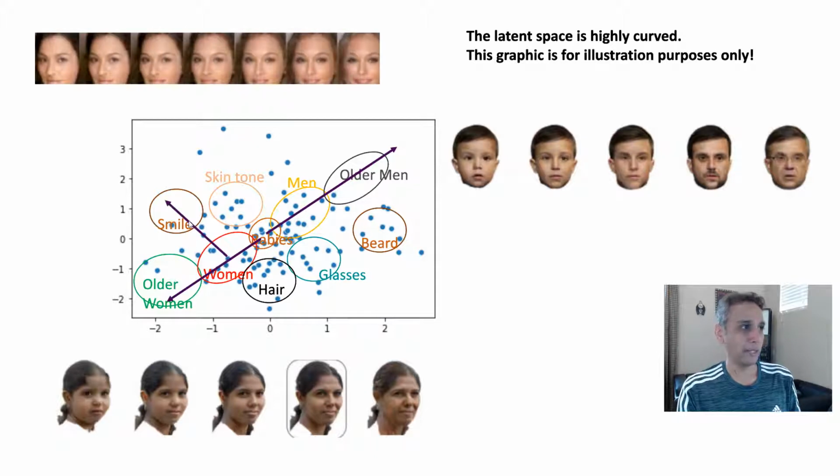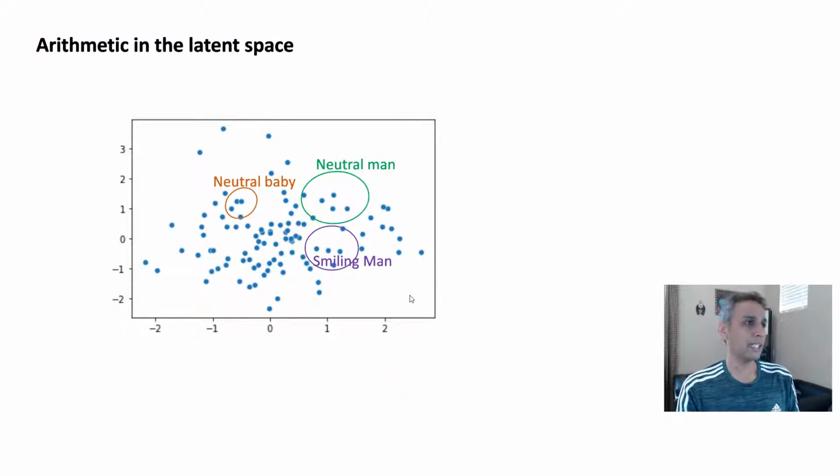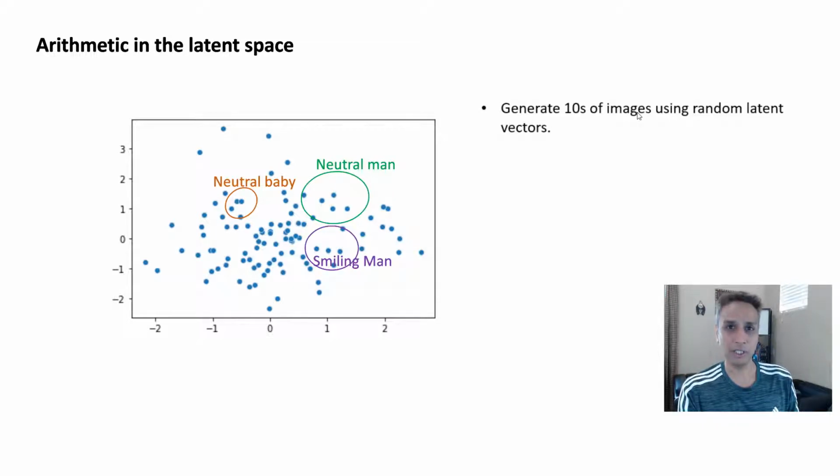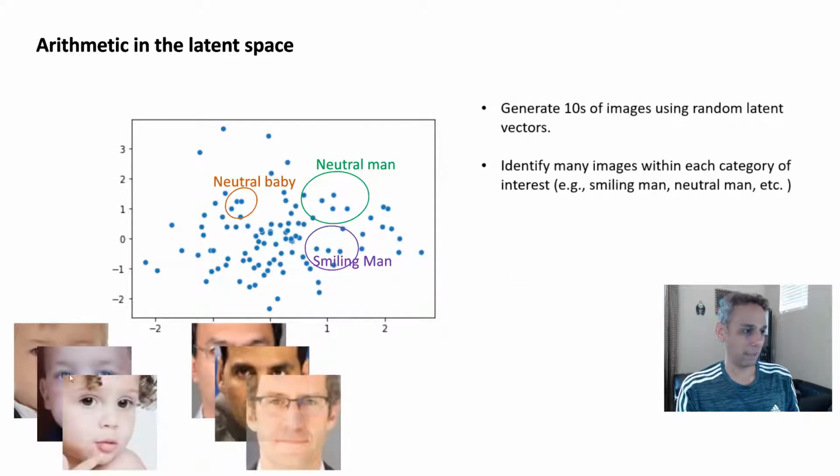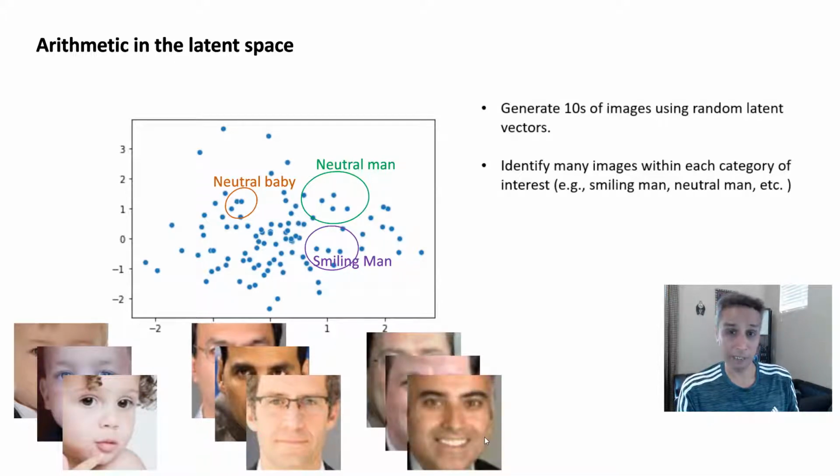And if you go from women to smiling, you can always generate a face and gradually add a smile to that face. So for today, let's look at this example where you have a neutral baby face, neutral man, and smiling man. So we're going to generate images using random latent vectors. To find 10 neutral baby faces, we may have to generate 100 images, right? So let's generate tens of images and then identify many images corresponding to whatever classes we are interested in. And this could be baby faces, man, and someone with a smile.